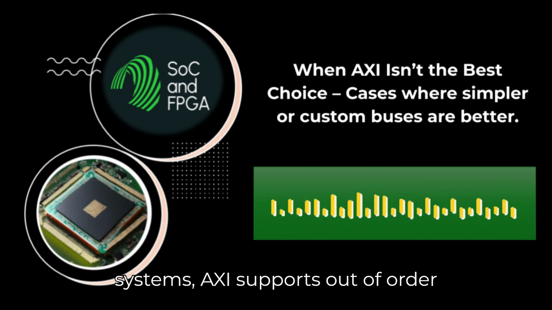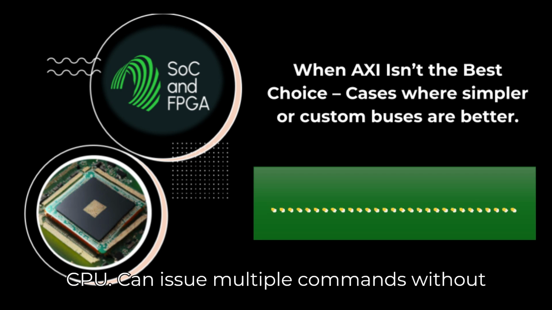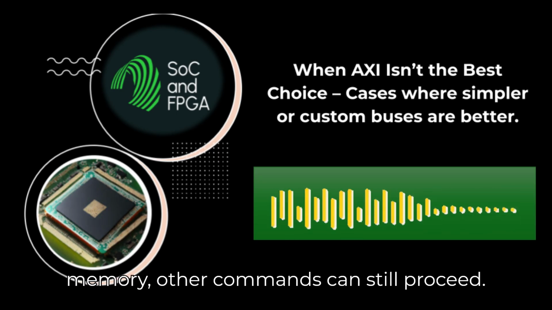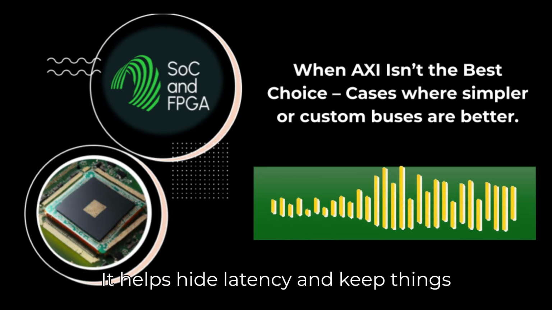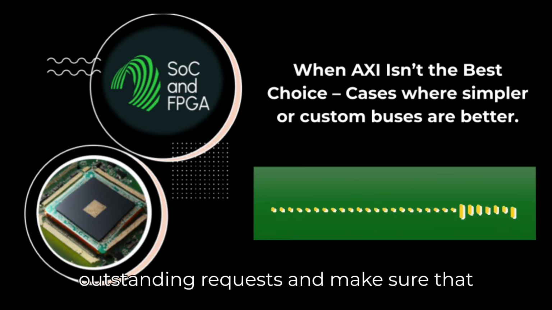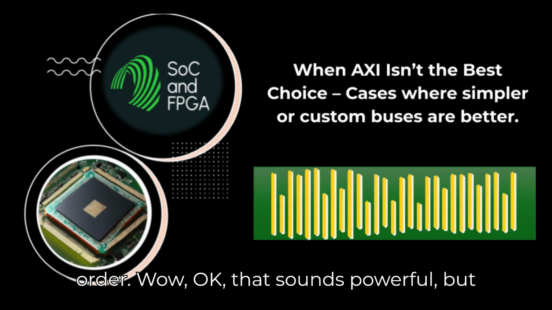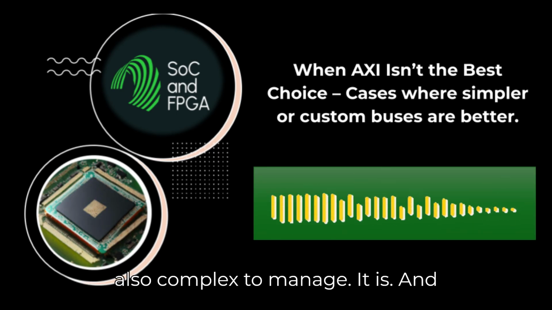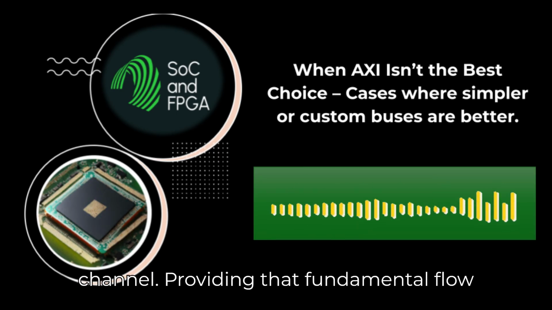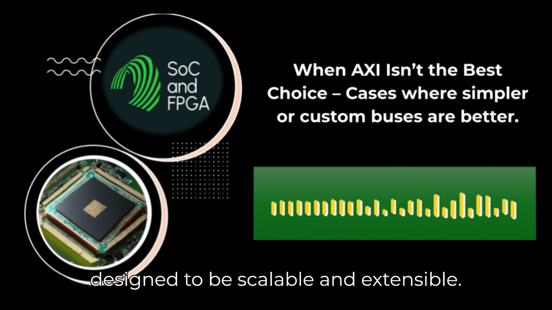And for really high-end systems, AXI supports out-of-order transactions. This means a master, like a CPU, can issue multiple commands without waiting for the first one to finish. If one command gets stalled waiting for slow memory, other commands can still proceed. It helps hide latency and keep things moving. AXI uses unique IDs, thread IDs, to keep track of all these outstanding requests and make sure that data and responses get matched up correctly, even if they complete out of order. Wow, okay. That sounds powerful, but also complex to manage. It is. And underpinning all of this are those valid-ready handshaking signals on each channel, providing that fundamental flow control to make sure data transfer is reliable. Plus, the whole architecture is designed to be scalable and extensible.